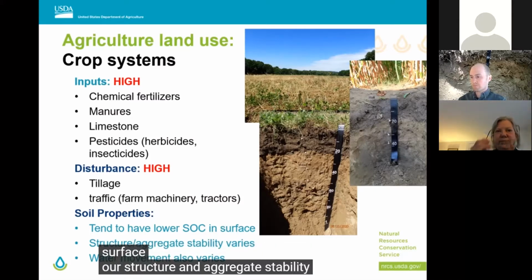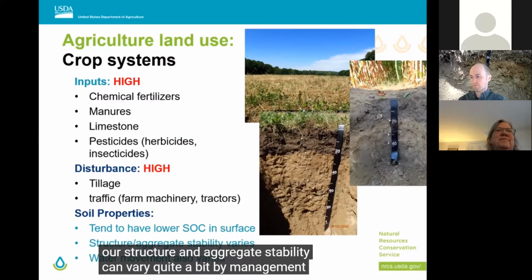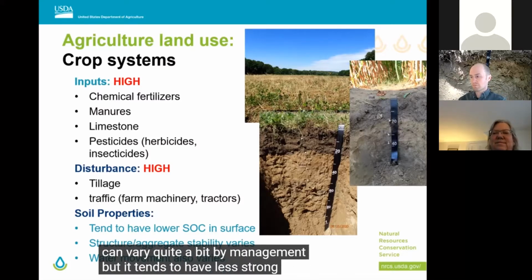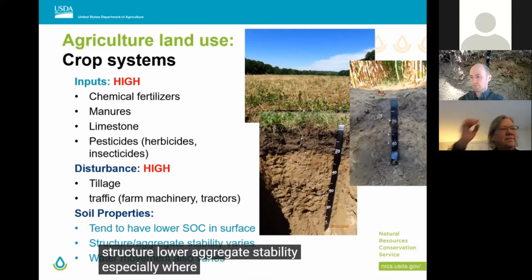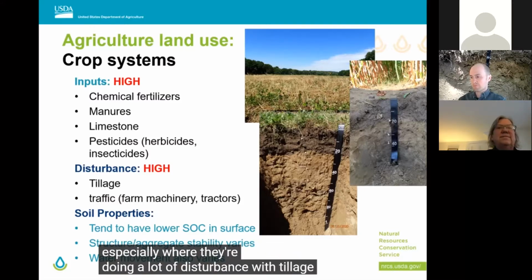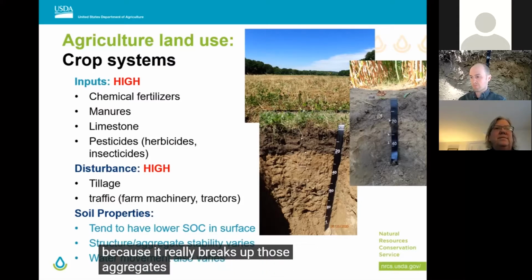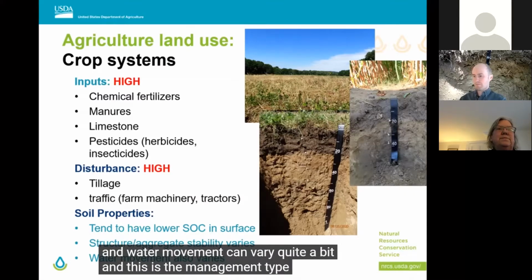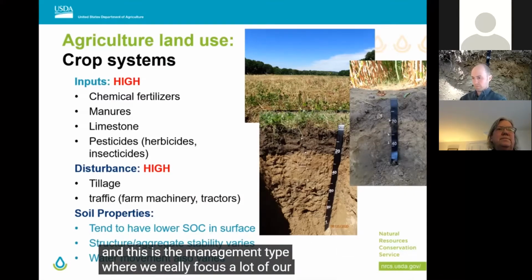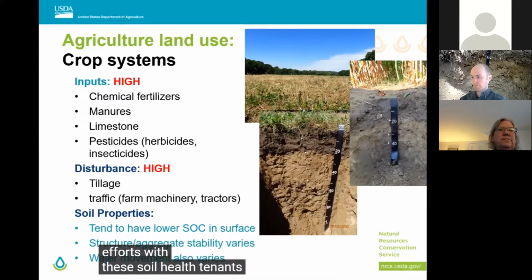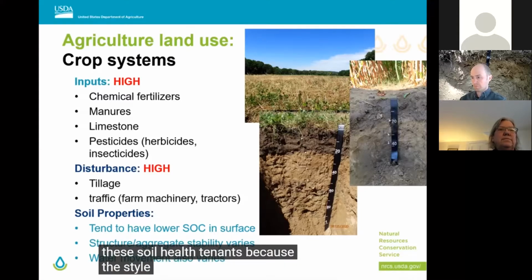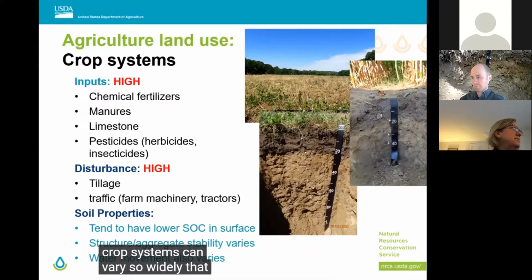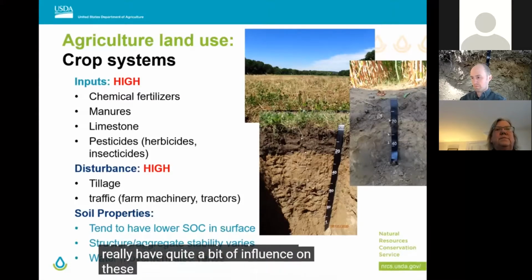Our structure and aggregate stability can vary quite a bit by management, but it tends to have less strong structure and lower aggregate stability, especially where they're doing a lot of disturbance with tillage, because it really breaks up those aggregates. And water movement can vary quite a bit. This is the management type where we really focus a lot of our efforts with these soil health tenets, because the style of agricultural management and crop systems can vary so widely that applying soil health principles can have quite a bit of influence on these.